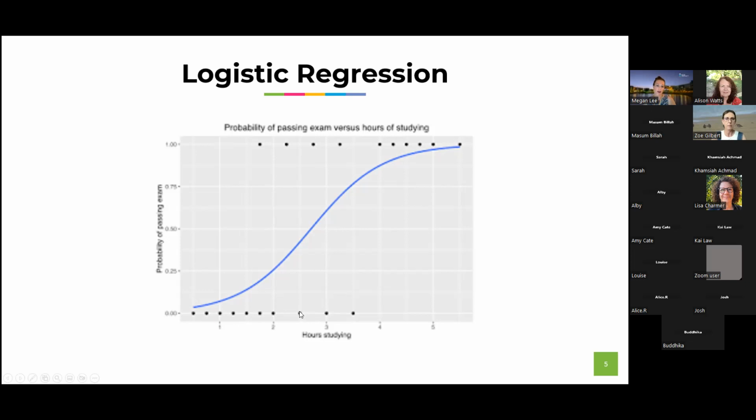Then when we have a look at 3 hours, we've got two participants who studied for three or less, two that didn't pass, and two that did pass. And then here down the back end, anyone who did 4 or more hours of study tended to pass, whereas anyone who didn't pass did not do more than 4 or 5 hours. So there's a really good example of the relationship that you can assess using logistic regression.